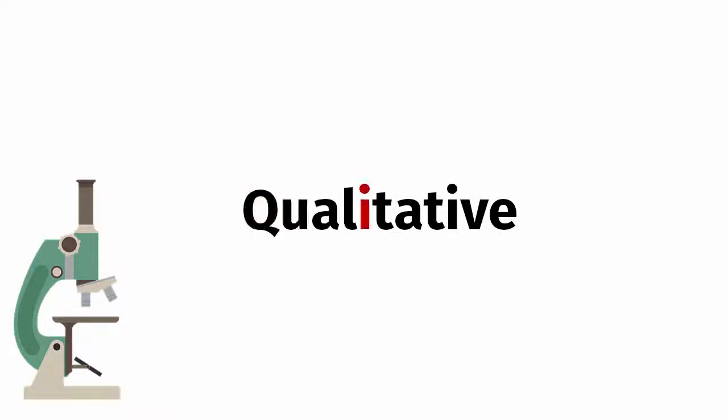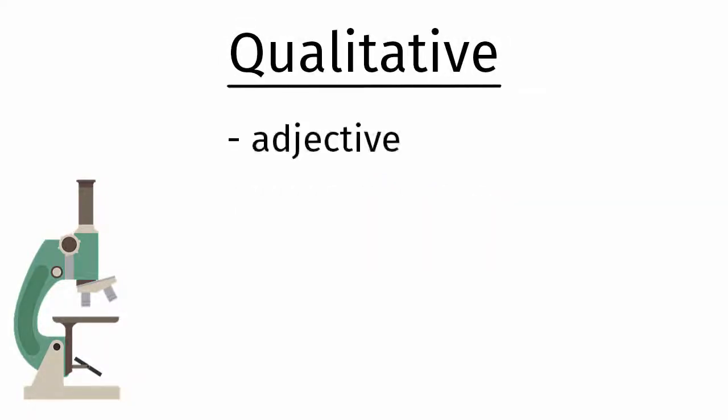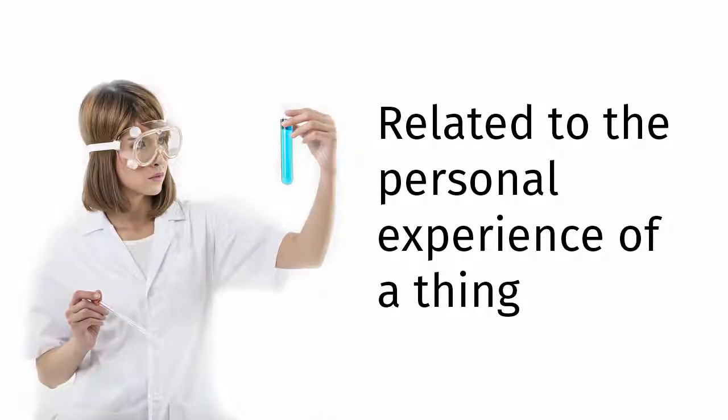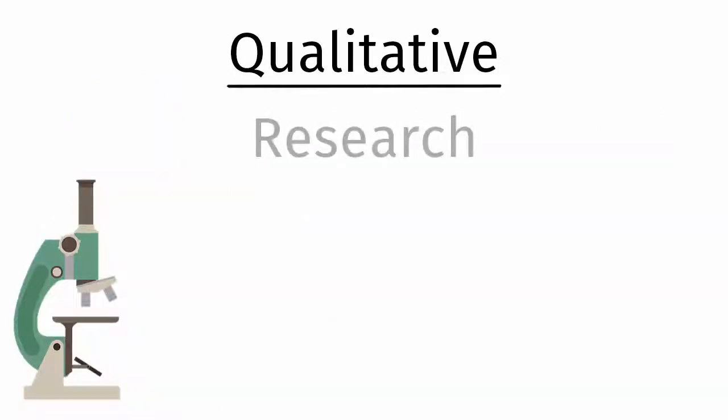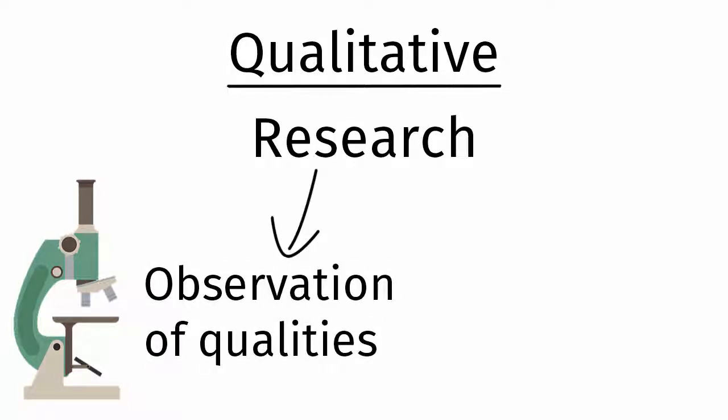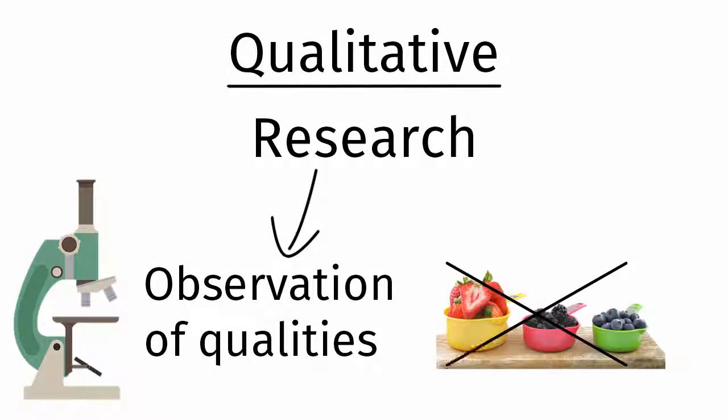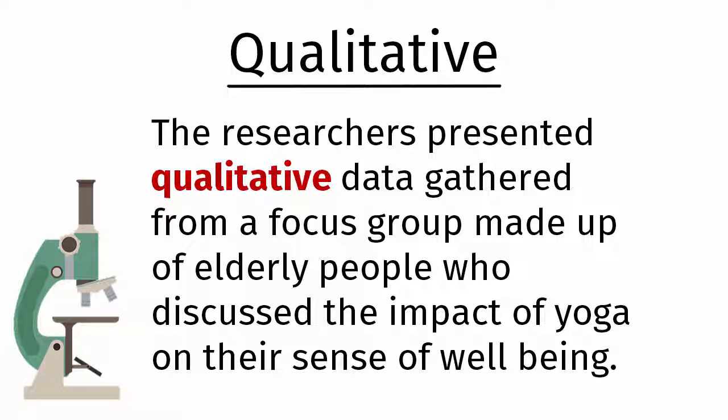Qualitative is an adjective. It is related to the personal experience of a thing, such as its appearance or the emotions it causes. It is often used to describe research that is focused on the observation of qualities rather than numeric measurement of specific quantities. Here's an example. The researchers presented qualitative data gathered from a focus group made up of elderly people who discussed the impact of yoga on their sense of well-being.